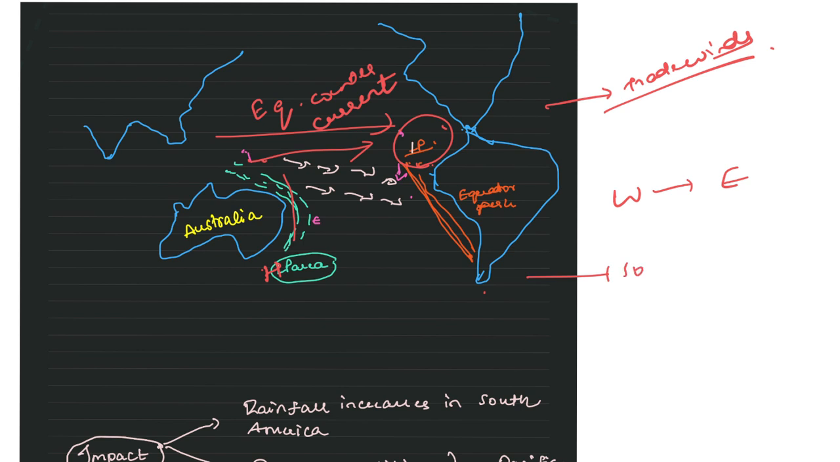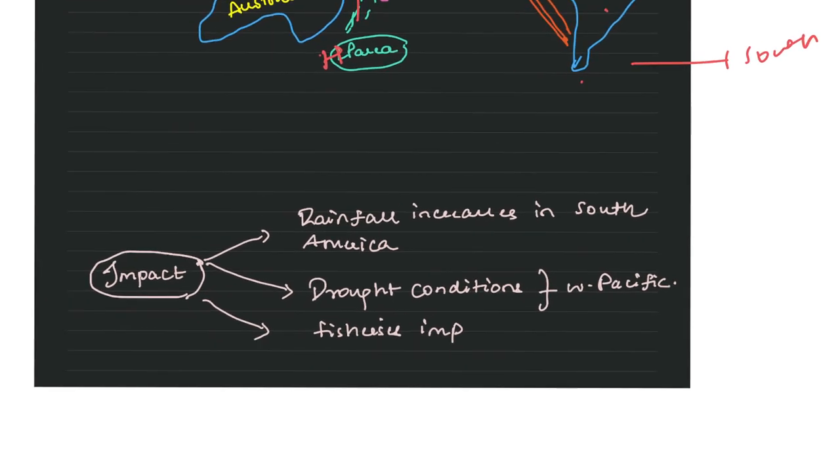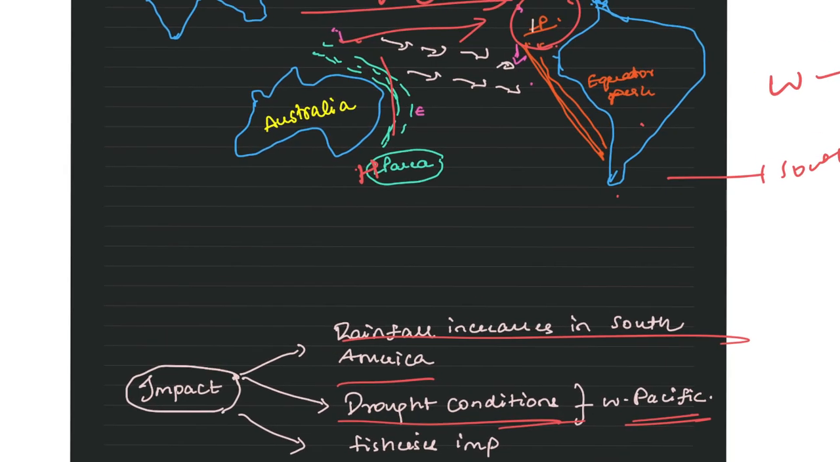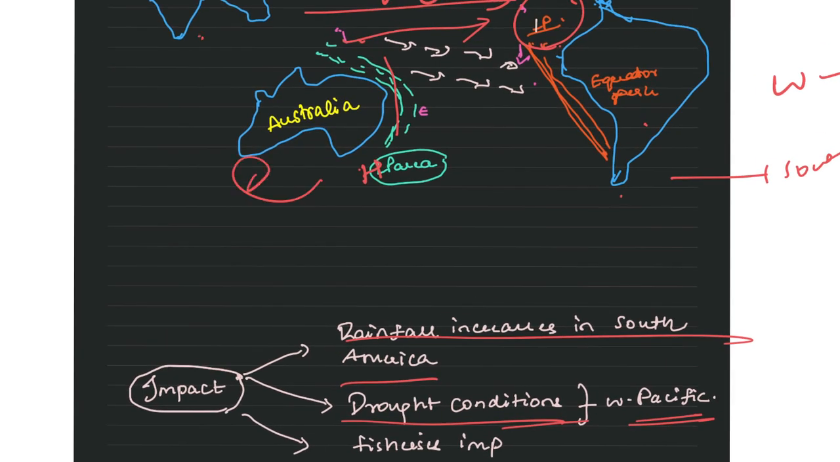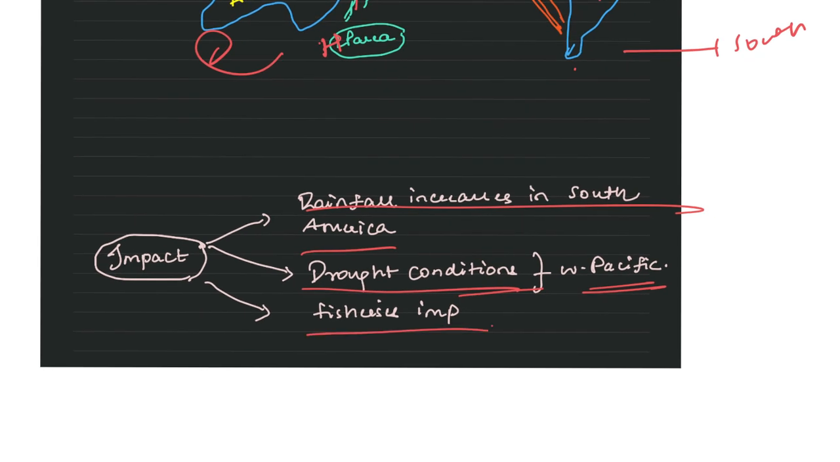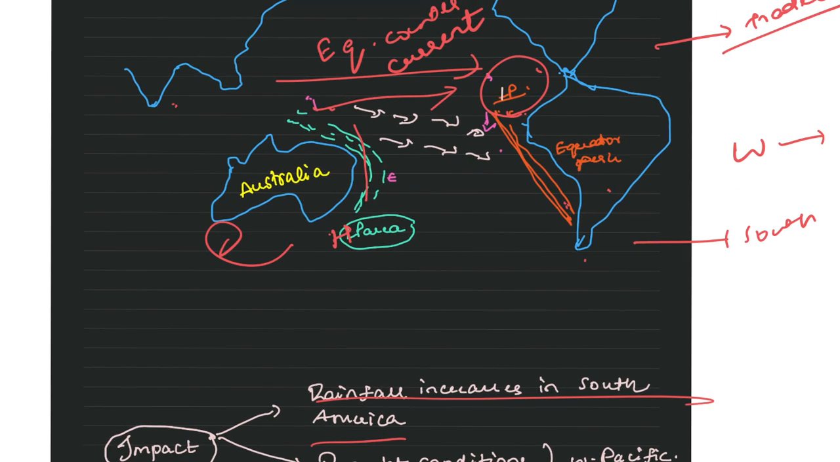South America దగ్గర will be experiencing rainfall, and Australia side, Southeast Asia, India ivanni they will be experiencing drought conditions, intense drought conditions. So rainfall anedi it increases in South America, whereas drought conditions in Western Pacific ante Australia, okay, Southeast Asia and Indian regions. And fisheries anedi ikkada fishing industry anedi kuda it will be impacted.